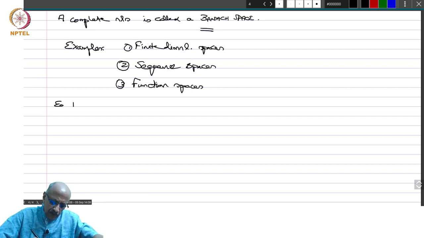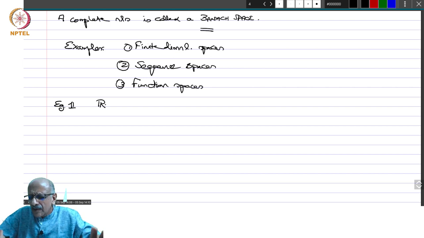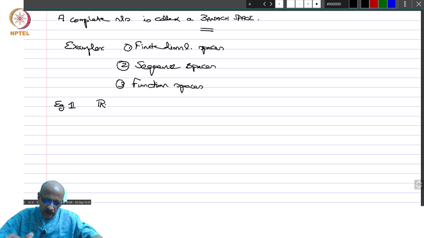So the first example, let us just take R. Throughout, I am not going to say R or C. I will do the calculations for R, and you can easily check that the complex case is almost identical. In case there are some special changes to be made, I will explain in that situation. So I will deal with real vector spaces for most of the time, and all those results will carry over to the complex case without problem.